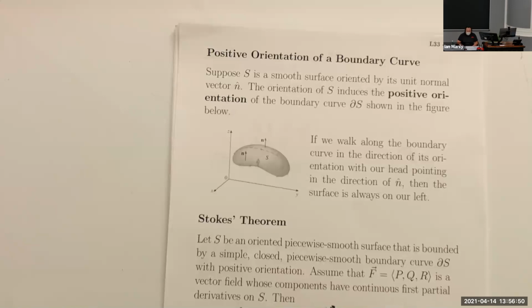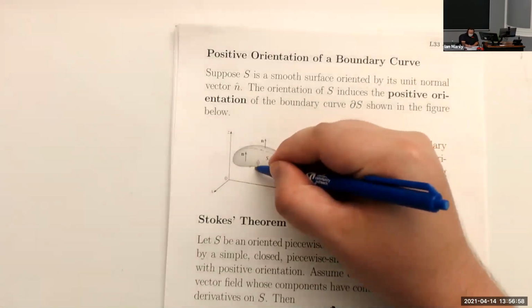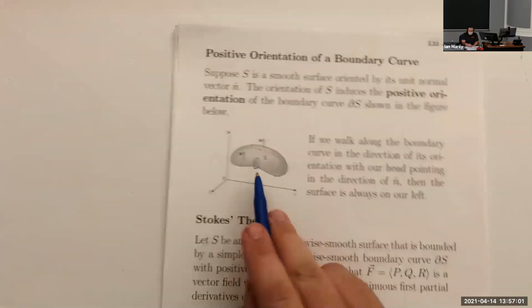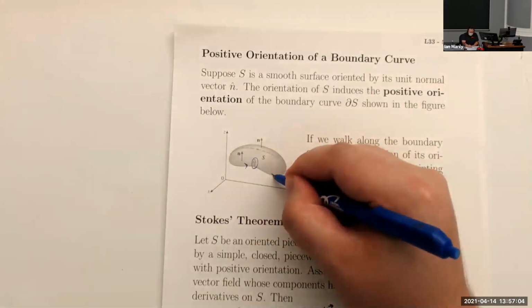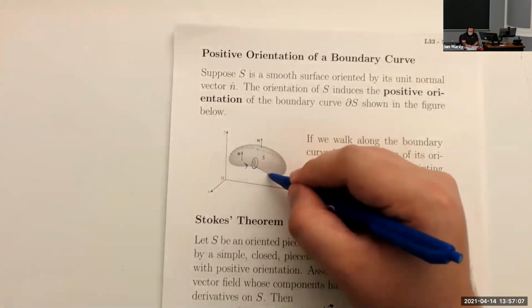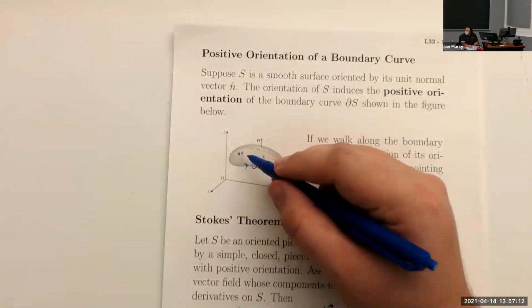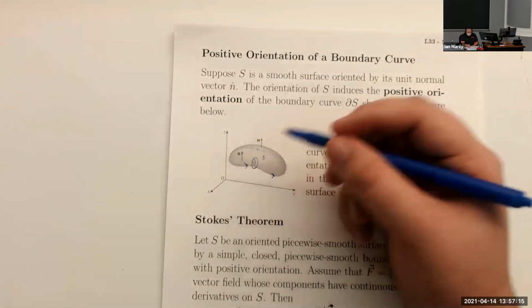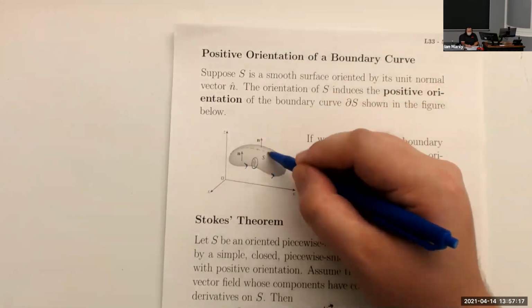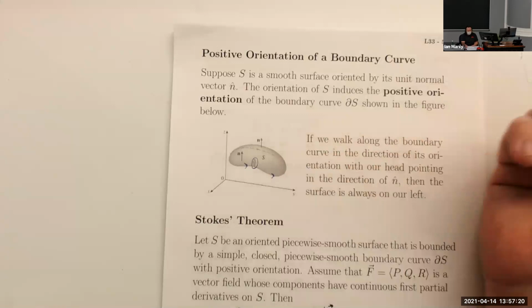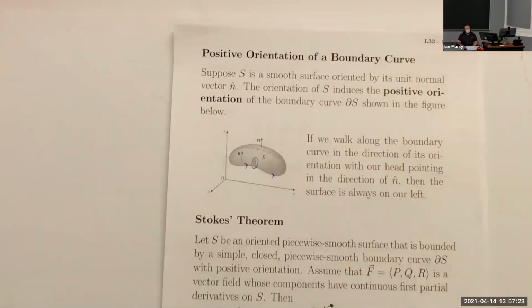If we walk around the boundary curve in the direction of its orientation with our head pointing in the direction of n, then the surface is always on our left. Now, I don't know if you can see this clearly in the printout, but this is actually a little person right here, and they're walking in the direction of the curve. Their body is aligned, and their head is pointing in the direction of this normal vector. So as they're walking along, notice that the surface is going to be to their left. So this is going to be considered a positively oriented curve. And remember, we need to keep our orientation in mind, because if we have the wrong orientation, we will be off by a negative sign.